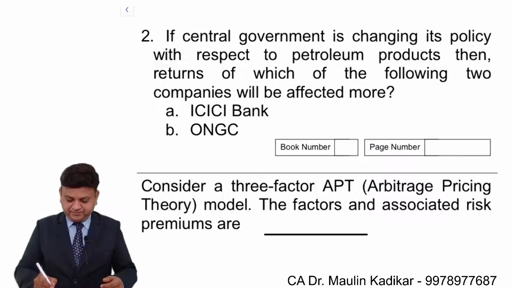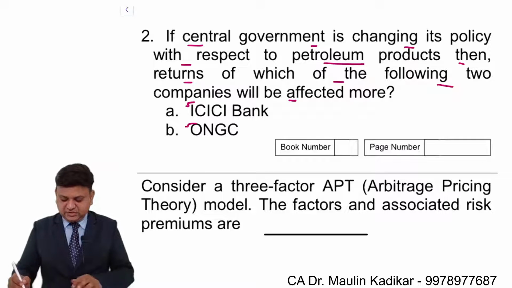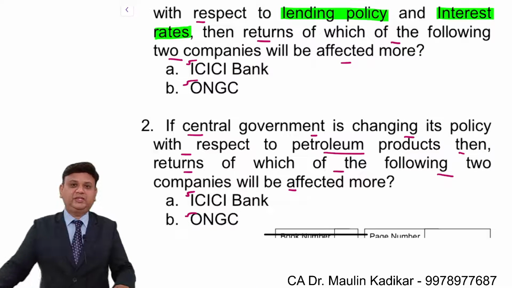Second question: if the central government is changing its policy with respect to petroleum products, then returns of which of the two companies will be affected more? Is it ICICI Bank or is it ONGC? I want you to write this answer also in the chat box.